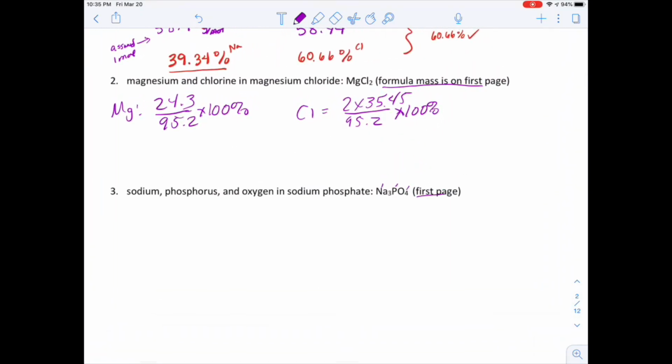All right, so I'm going to grab those numbers, put in my calculator. 24.3 divided by 95.2 times 100. That gives me 25.53%. And then over here, so I can either plug these numbers in, but since I've only got these 2 elements in here, I can also say 100 minus 25.53. And that'll give me 74.47, which thankfully does add up to 100.